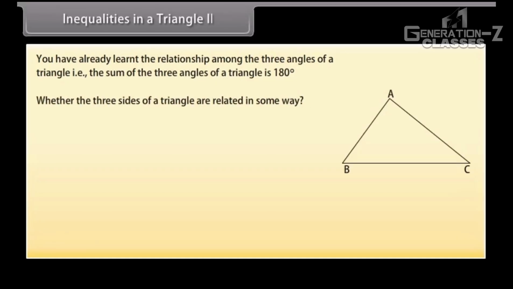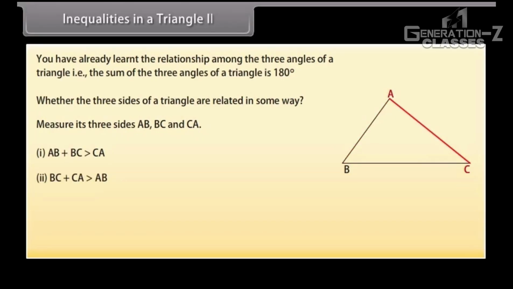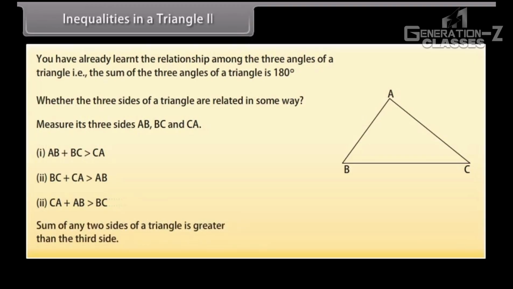Draw a triangle ABC. Measure its three sides AB, BC and CA. We observe that 1. AB plus BC is greater than CA. 2. BC plus CA is greater than AB, and 3. CA plus AB is greater than BC. Thus, we conclude that the sum of any two sides of a triangle is greater than the third side.